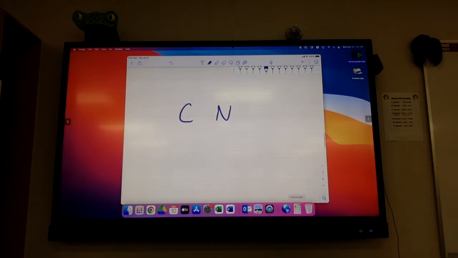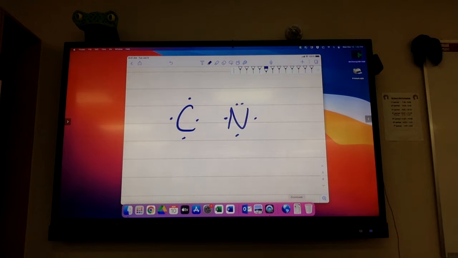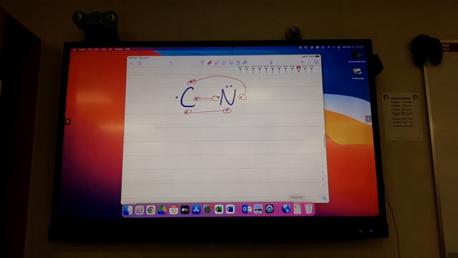Carbon has 4 valence electrons, and nitrogen has 5. And I mentioned last unit that you can tell how many covalent bonds they can form, how many electrons they can share, by looking at the singles. They can only share their singles. And so these guys can share these two, maybe these two, and form 3 bonds. And so if I clean this up, it looks like this. And nitrogen has those 2 electrons, and carbon still has this extra one over there.